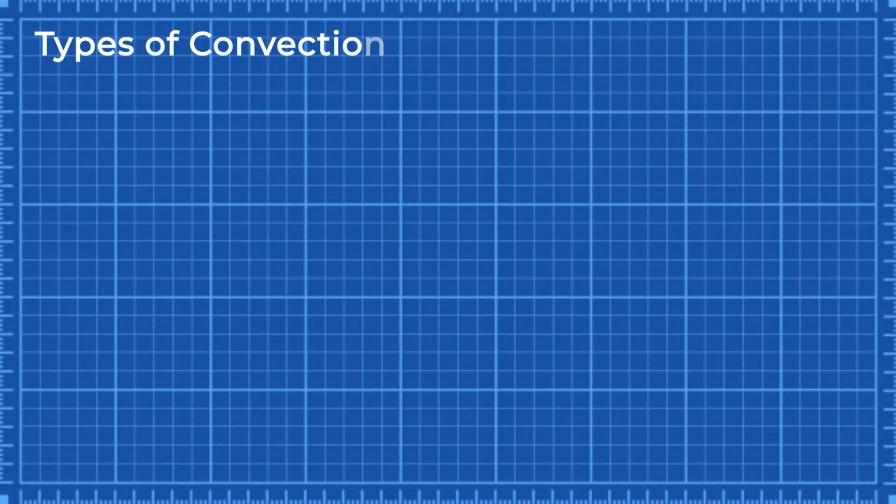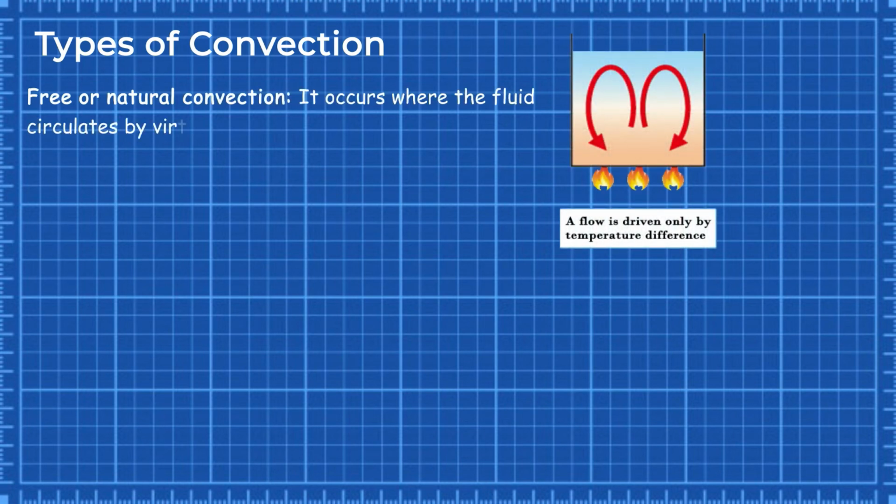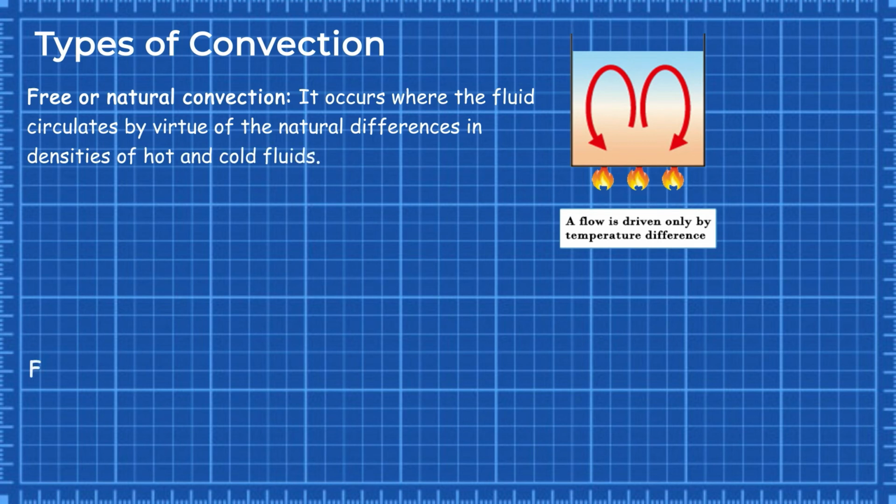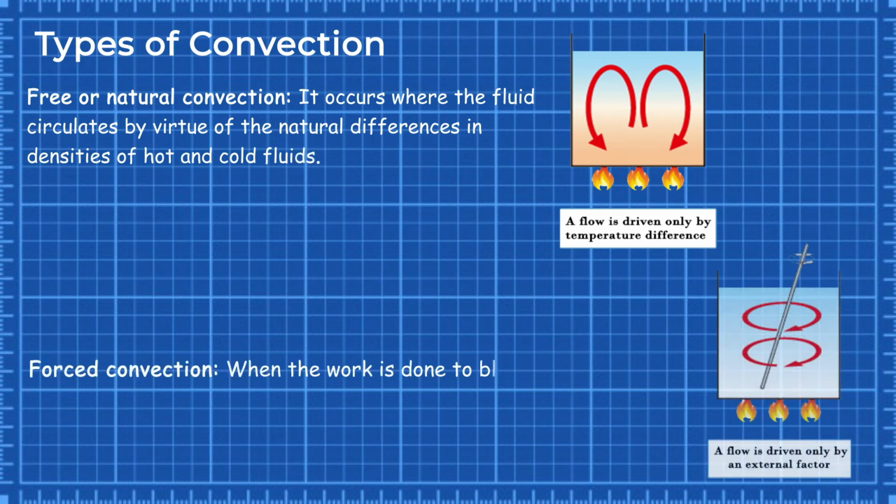Types of convection. Free or natural convection. It occurs where the fluid circulates by virtue of the natural differences in densities of hot and cold fluids. Forced convection. When work is done to blow or pump the fluid, it is called forced convection.